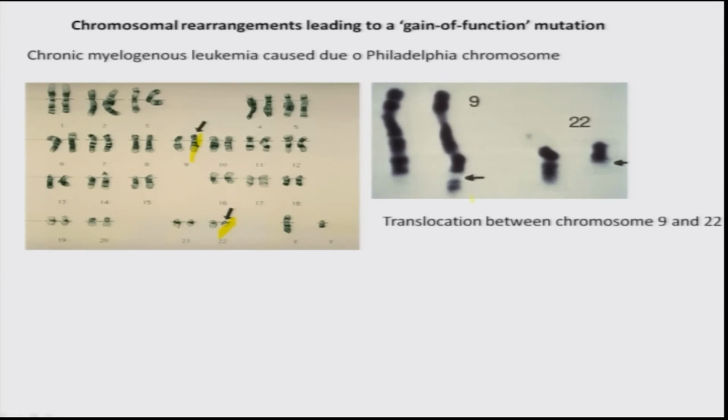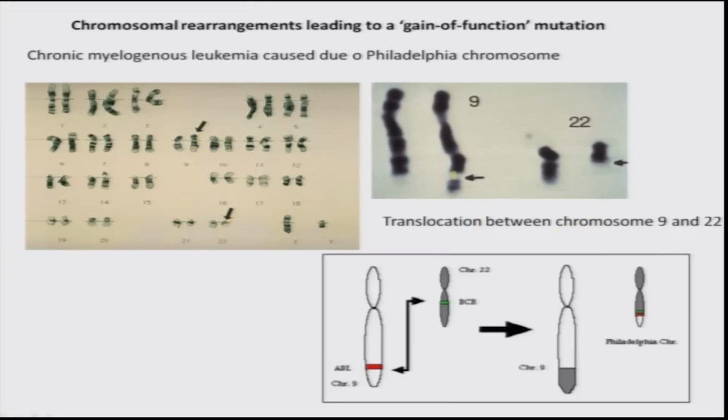You can see that these are classic plates, karyotypes prepared then, where they are able to show that this is a normal chromosome 9, and you have a chromosome 9 in which part of chromosome 22 came and translocated to chromosome 9. So, when such a translocation happens, how can it lead to a so called gain of function mutation? This is what is shown here in the schematic. You have in chromosome 9 a gene called ABL, and in chromosome 22 you have another gene called BCR. So, when there is a translocation, what happens?